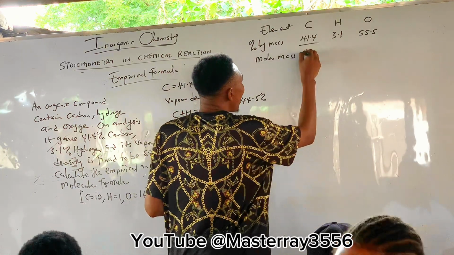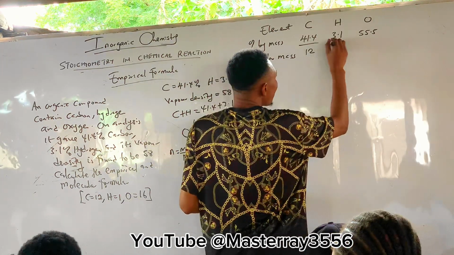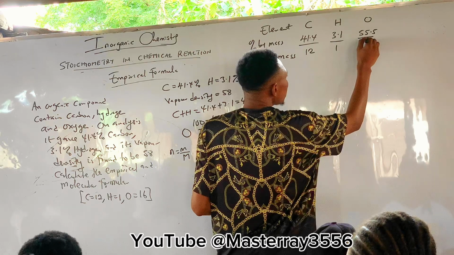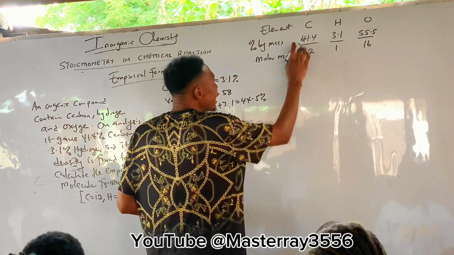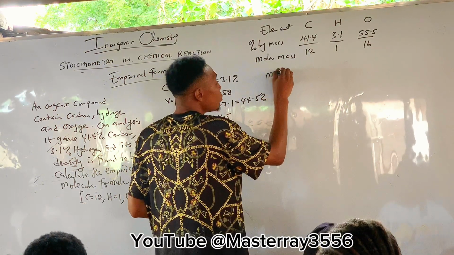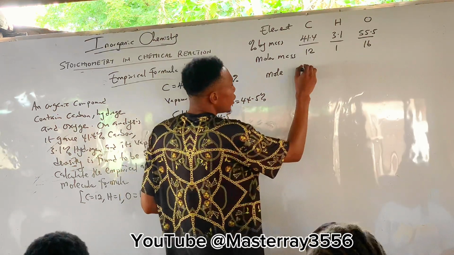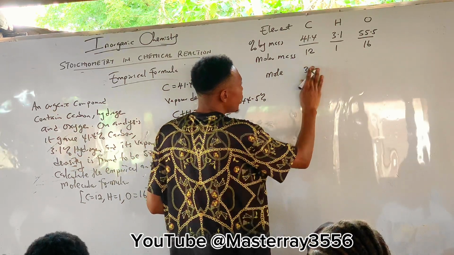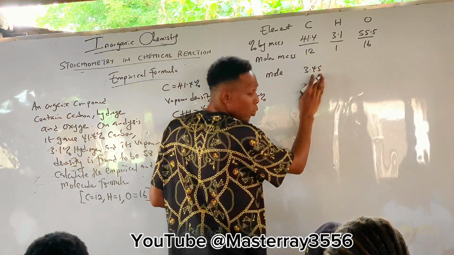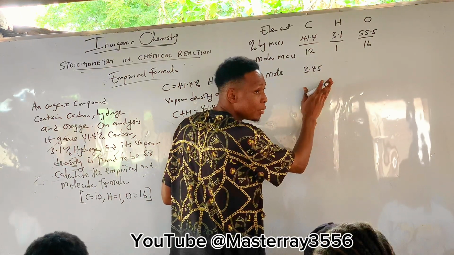So the next thing is our molar mass. What is the molar mass of carbon? 12. Molar mass of hydrogen, and molar mass of oxygen. And if you divide this, what are you going to have? If you divide it, what do we have? 3.45. Is that all? Yes. Just 3.45? Yes. All right.